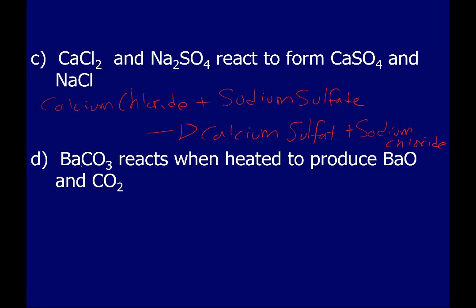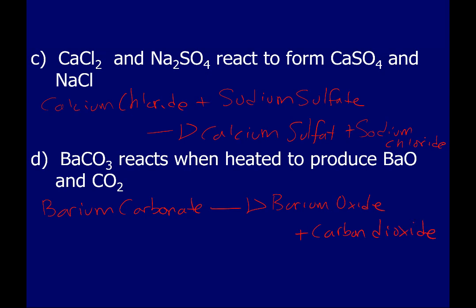And then finally, we've got BaCO3 reacts when heated to produce BaO and CO2. So that's going to be barium carbonate reacts when heated to produce barium oxide plus carbon dioxide. And that prefix method, the di for the oxide, comes from the lesson on names and formulas for molecular compounds.